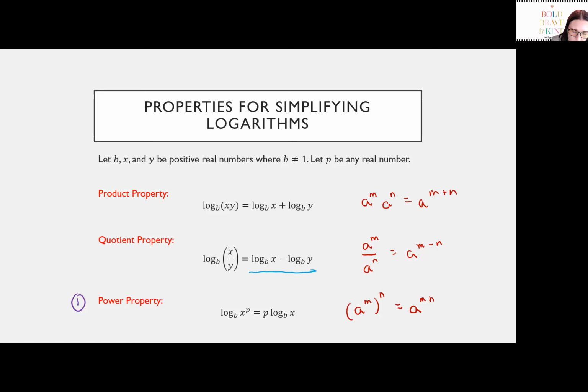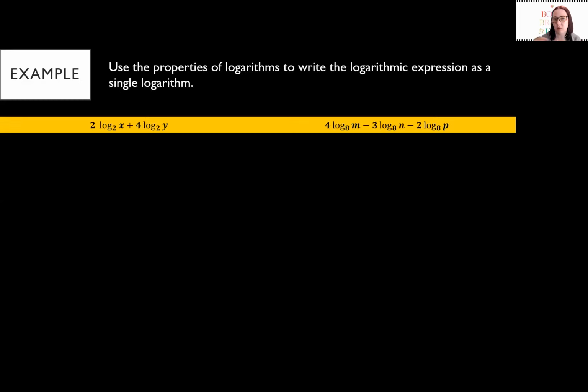So label that as 1, and then the power and the quotient are basically step 2. So if you try to do it in a different order, you could make it work, but you're more likely to make errors by multiplying things that aren't supposed to be multiplied, putting exponents that are supposed to be, as a number multiplied instead of as an exponent, that sort of thing.